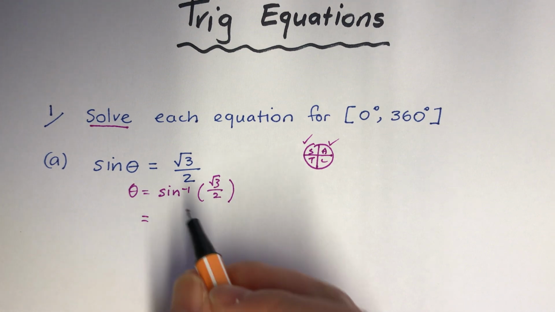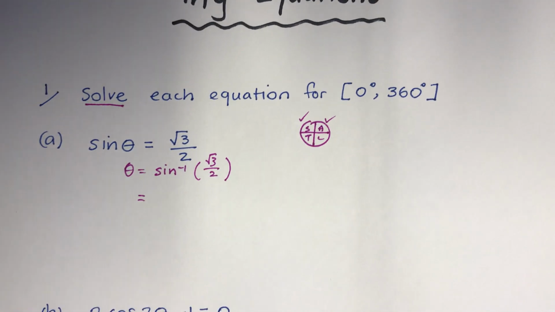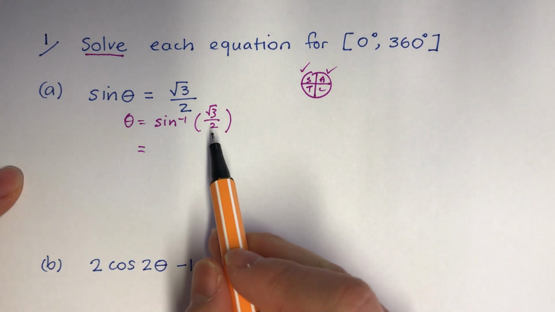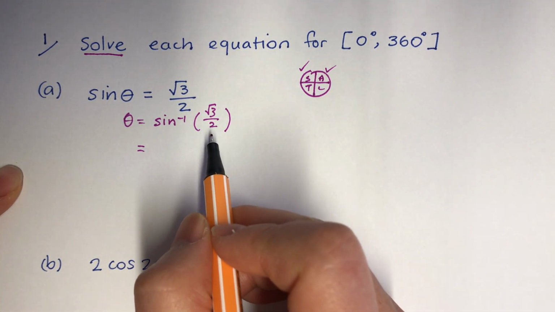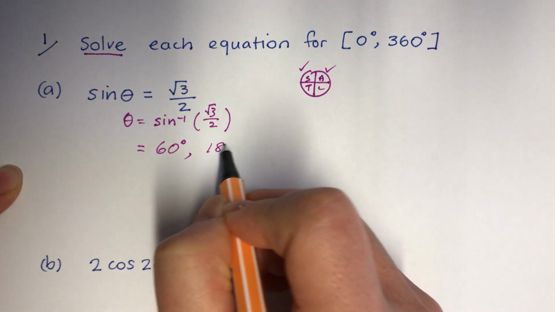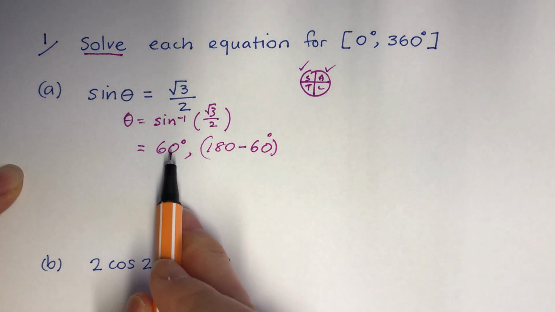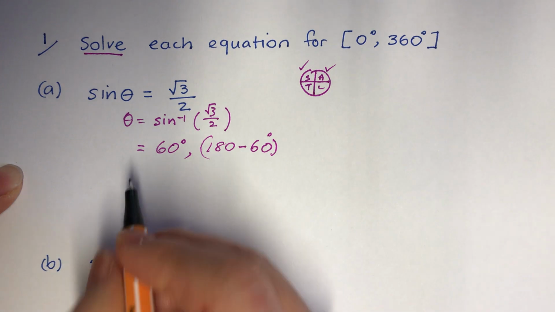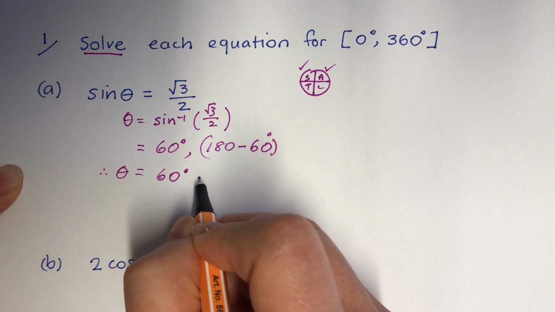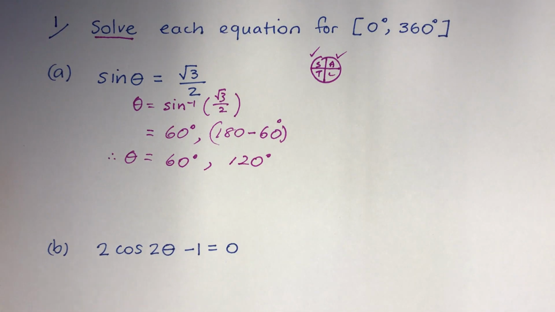So if you put this in your calculator, or better off just remembering the exact trig ratio values, which will give us 60 degrees. Okay, it's 60 degrees. So I'm going to go 60 degrees. Also, second quadrant, which is 180 take away 60. So that's the first quadrant, 60 degrees, and that's the second quadrant. So my answer for theta is 60 degrees and 120. So they're both. Okay, next one.